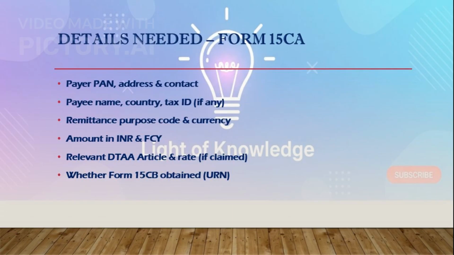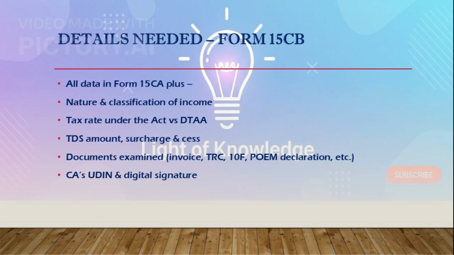Most of this auto prefills from your e-filing profile from 2025, but double-check purpose codes, a frequent error point. Purpose codes align with RBI's Foreign Exchange Management Act categories. Attach working papers to your file. These are not uploaded but the CA should retain them for 7 years.